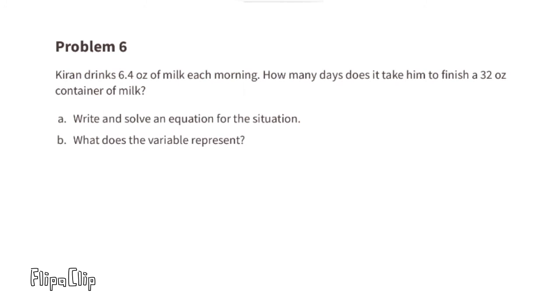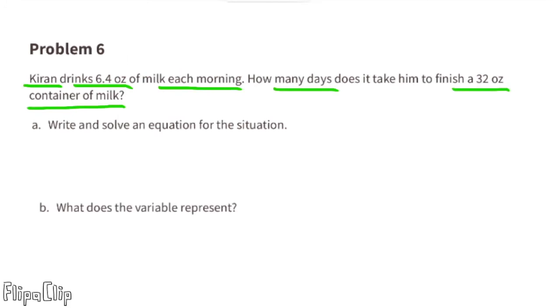Problem number 6. Kieran drinks 6.4 ounces of milk each morning. How many days does it take him to finish a 32-ounce container of milk? A. Write and solve an equation for the situation. We can write an equation that represents 6.4 ounces times an unknown number of days equals 32 ounces. And that would be 6.4D equals 32.